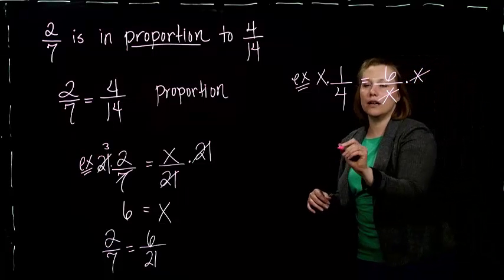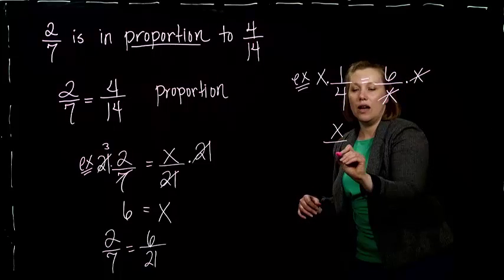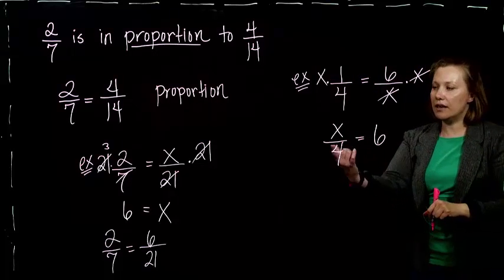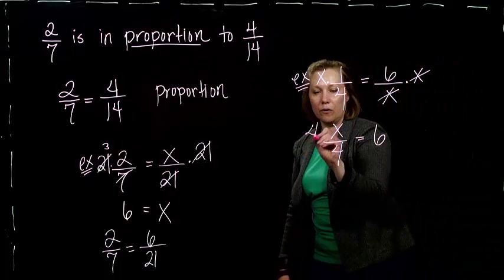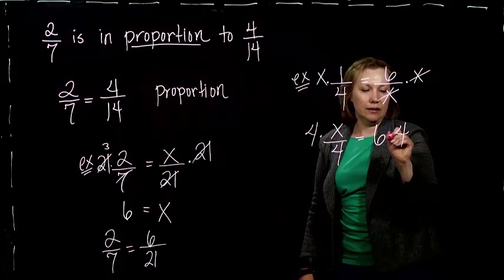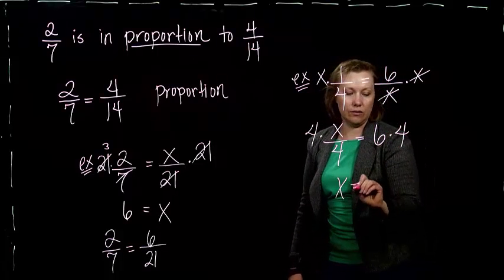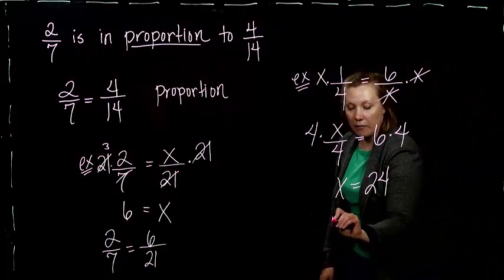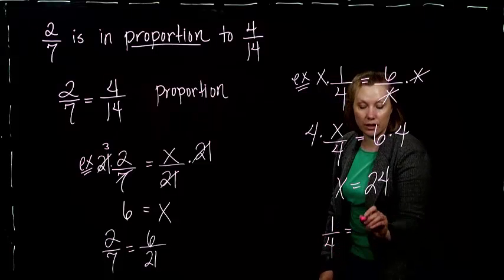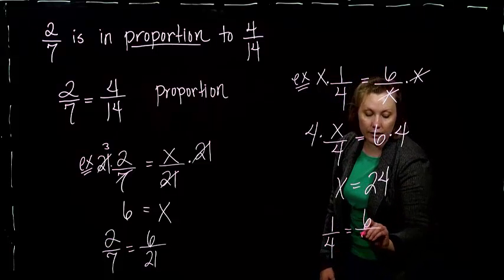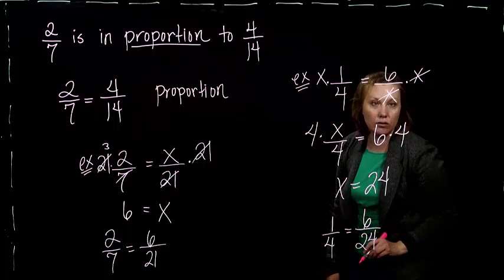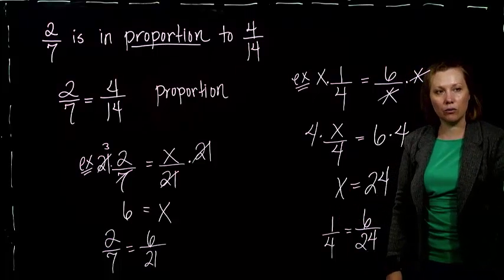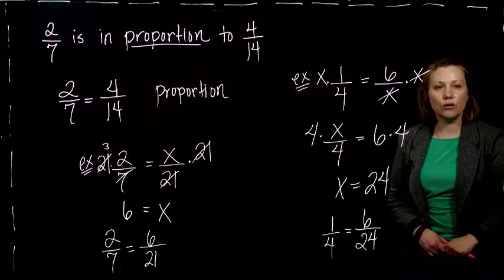So they cancel over here, and on the other side I'm left with x/4 = 6. And then I just want to get the x by itself, so I multiply by 4 on both sides, and I end up with x = 24. And so there we have it. We have our answer, and we can definitely check it to make sure it makes this a true statement. 1/4 is equivalent to 6/24, which is true. So there you have it. That is how we use our knowledge about rational equations to solve proportions.